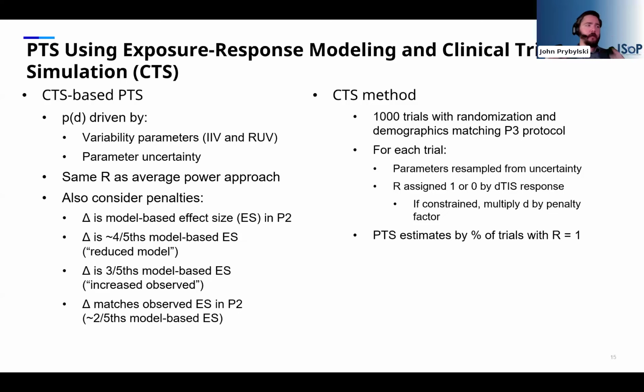I used the same target response criteria that was used in the average power approach. So same thing to decide where it counts as technical success. And then I also considered several penalties on the model predicted effect size. So the model, of course, predicts as an estimand what the effect size is. And that effect size for this case would be what we would expect if we ran stage 3 of our phase 2 study 1,000 times. But then I applied various penalty factors to that, and I'll mention in a second how it was applied. But there was a reduced version of the model-based effect size, which I call reduced model. There was one that was slightly above the observed effect size, which I call increased observed because it was slightly higher than the observed effect size.